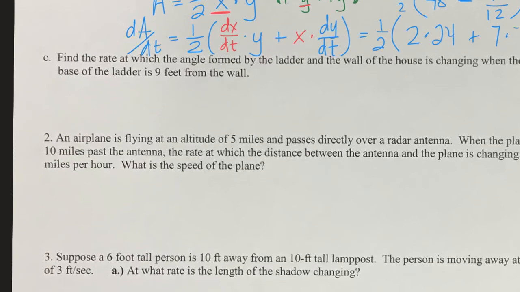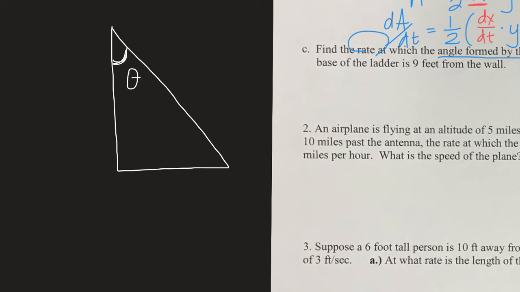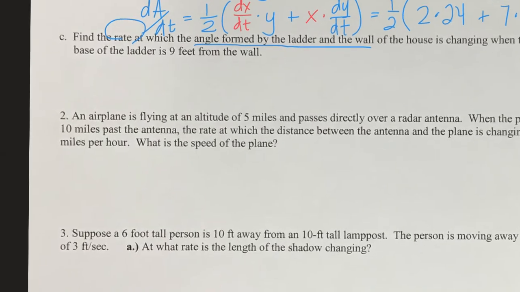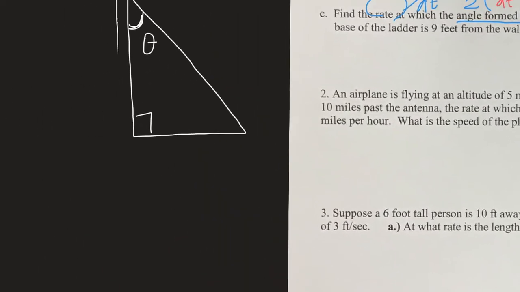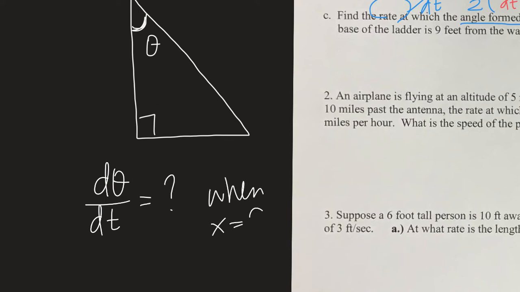Okay, so the last one. Find the rate at which the angle formed by the ladder and the wall. So let's see what this one looks like, if we can talk about the angle formed by the ladder and the wall. Okay, so that would be this angle up here. There's the angle between the ladder and the wall. The rate at which that angle is changing when the base of the ladder is 9 feet from the wall. So now we're looking for d theta dt, right? A rate at which the angle is changing when x equals 9. So not when x is 7, but when x equals 9.